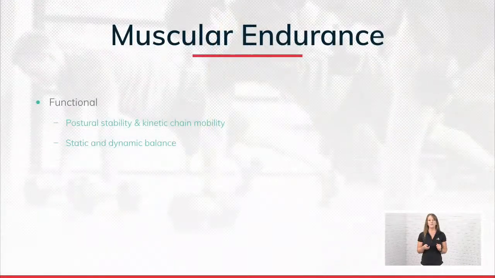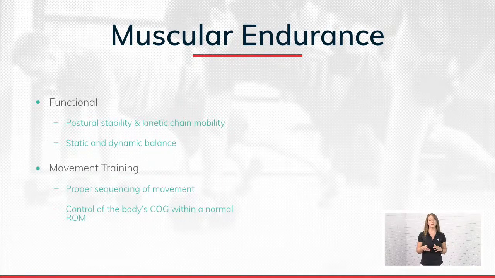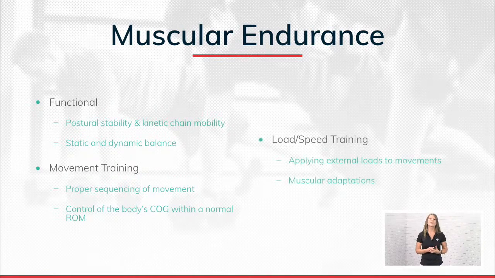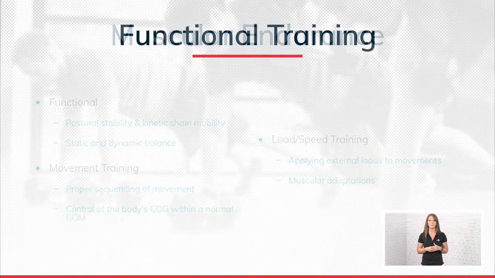So our 3 phases are functional, movement, and load and speed. Functional is where we're focusing more on postural stability, right? We want a strong foundation, and that kinetic chain mobility. We'll talk about static and dynamic balance. With movement, we want to talk about proper sequencing through our motions. And again, we'll iterate a little bit more on the body's center of gravity, but that better control and range of motion. And then the load and speed training phase. So we're taking those outside training variables, those external loads, and we're applying them to movement. Each is advancing into the next, and load and speed is where you start to see those muscular adaptations.